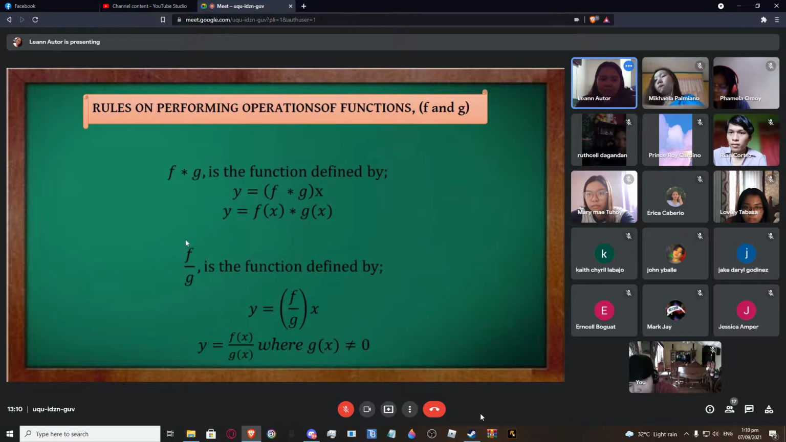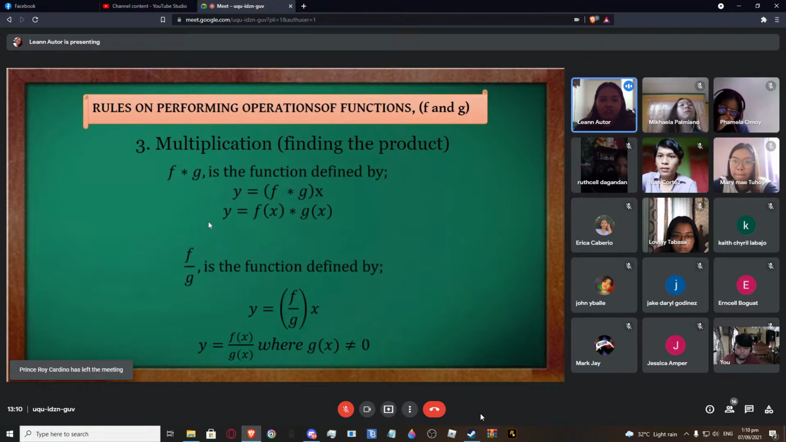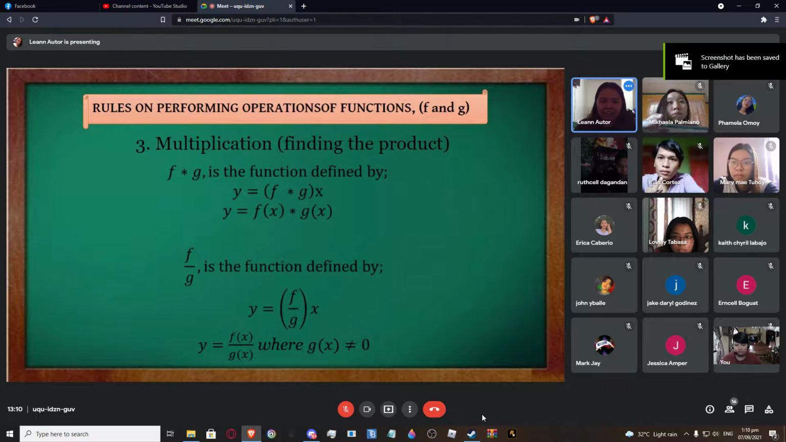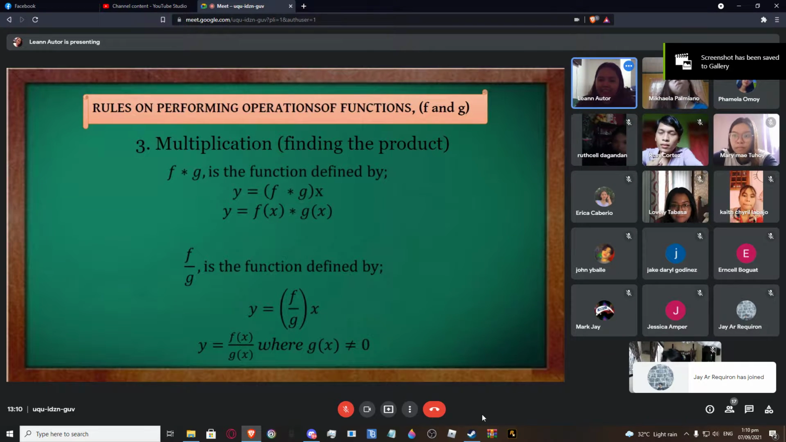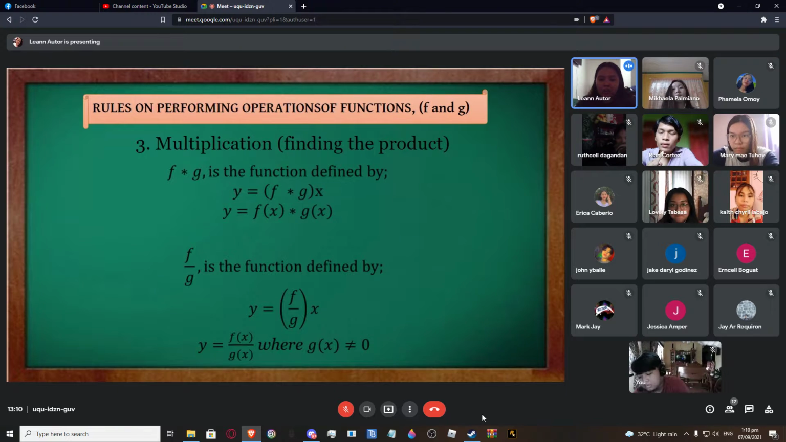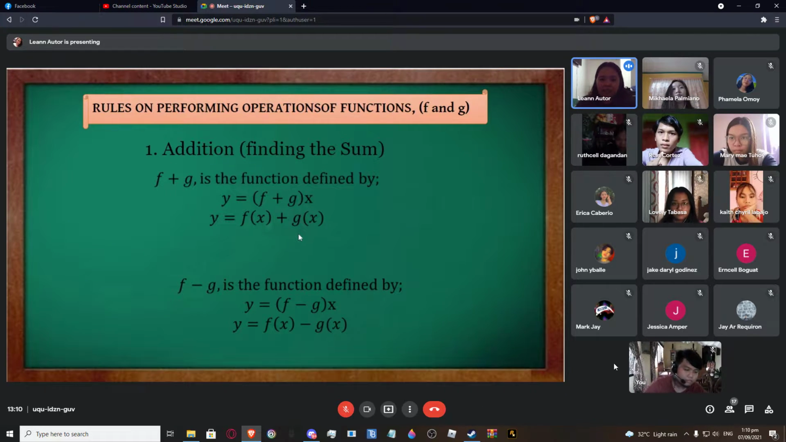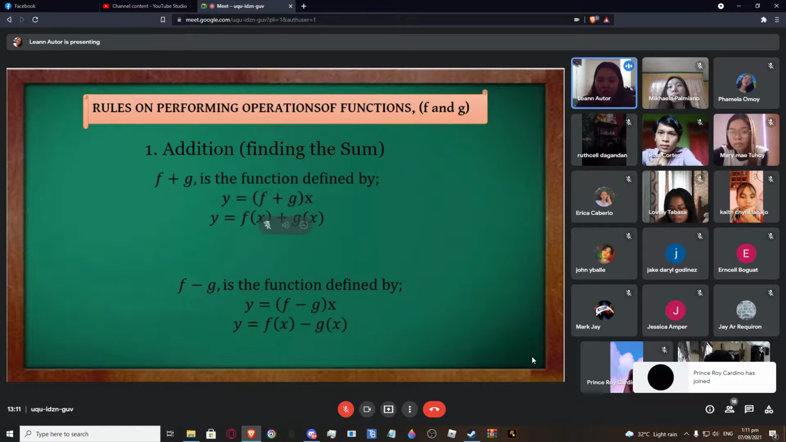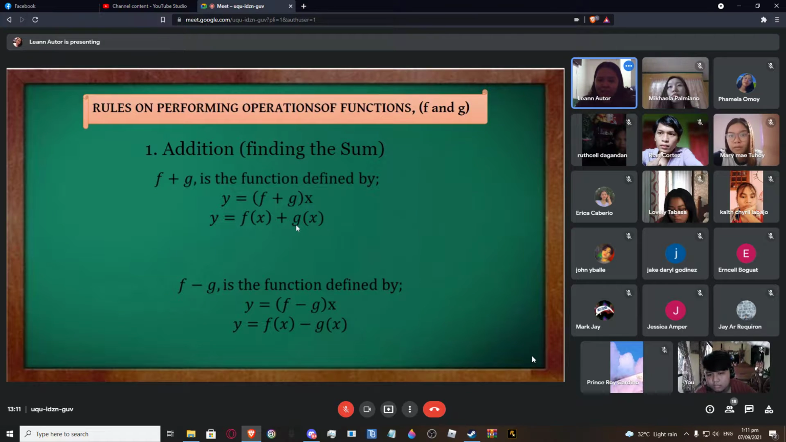And the third one is the multiplication of function or finding the product of a function. Again, I am discussing about the operations of function, and there are rules on performing operation of function. The first one is addition or finding the sum with the formula y is equal to f of x plus g of x. And the same siya sa subtraction, nag-vary lang sila sa operation.